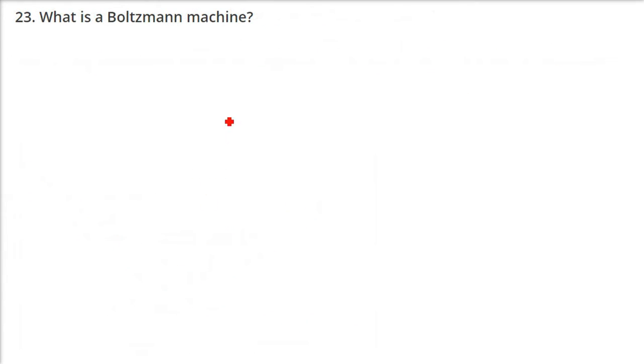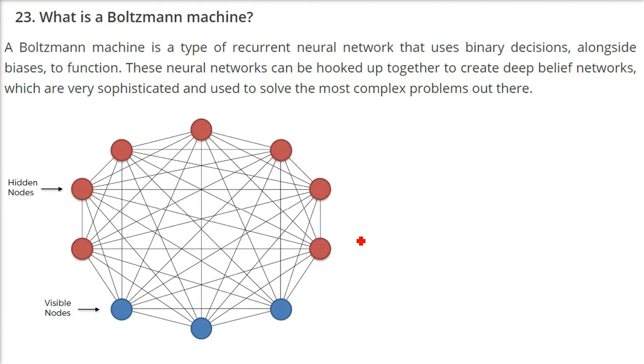What is Boltzmann machine? So Boltzmann machine, the picture says it all. The blue are the visible nodes. The red ones are the hidden nodes, hidden layer nodes. But there is no output layer. So this Boltzmann machine is an RNN type of machine, recurrent neural network, that uses binary decisions alongside, of course, the biases to function. So these are RNNs that use binary decisions.